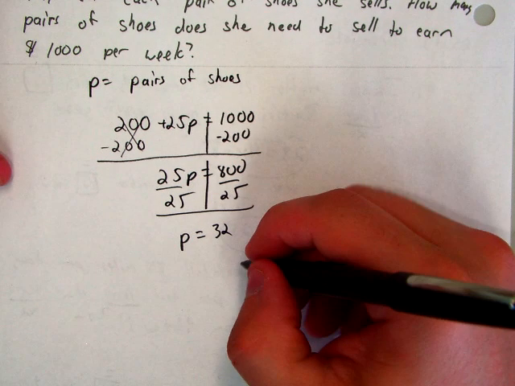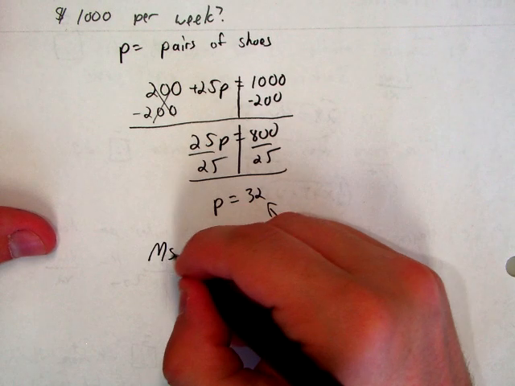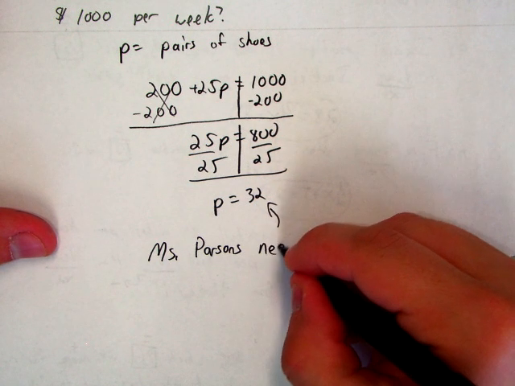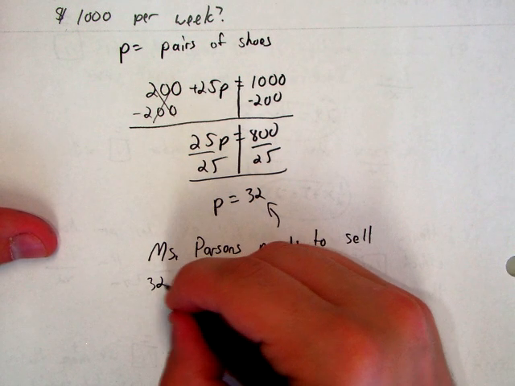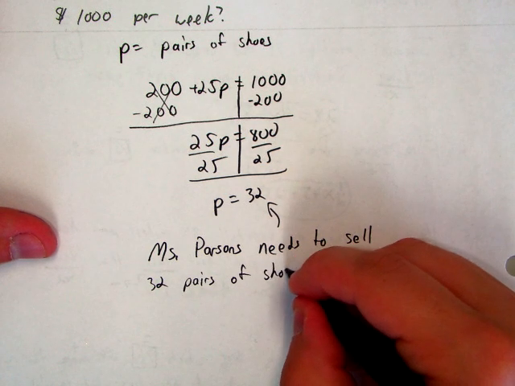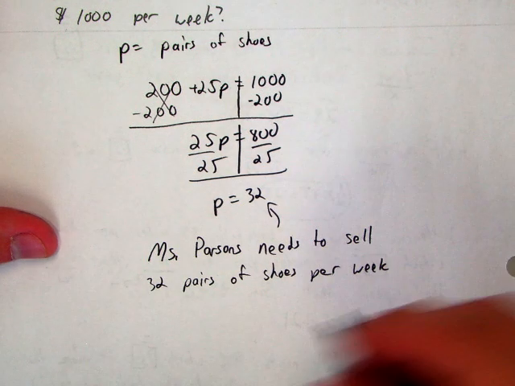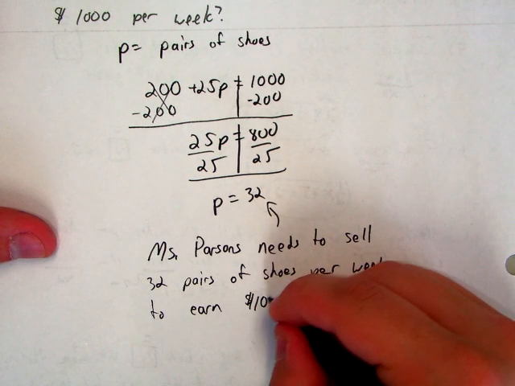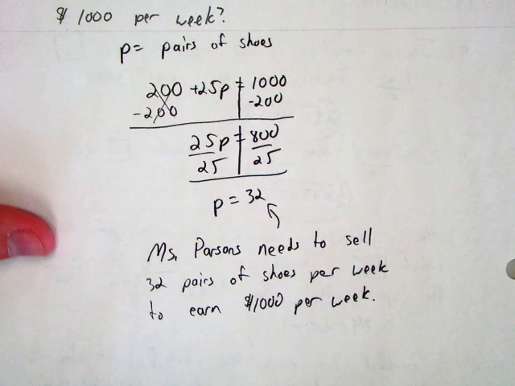Last thing I need to do is this number represents something, and it means that Ms. Parsons needs to sell 32 pairs of shoes per week to earn $1,000 per week.